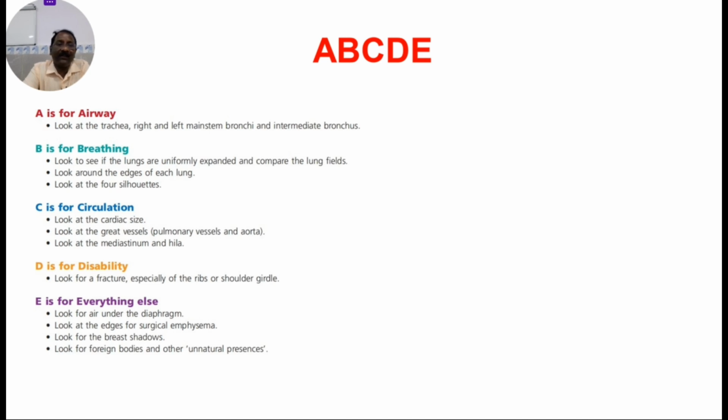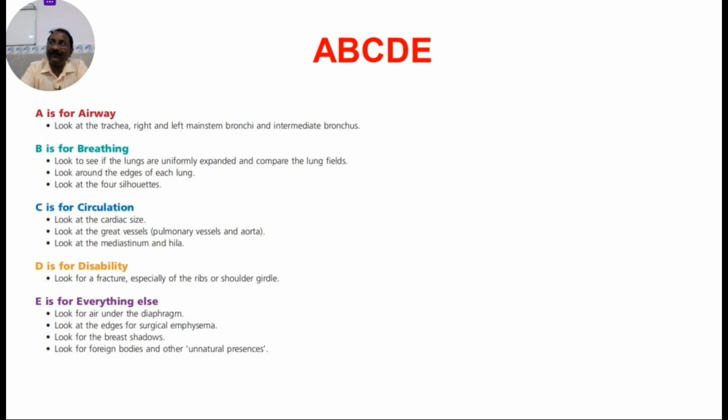Look for the cardiac size. Look at the great vessels, especially the pulmonary vessels and the aorta, for aortic aneurysms or pulmonary arterial hypertension, etc. Look at the mediastinum and the hila. Those are very commonly involved in lymphomas, sarcoidosis, etc. Or even tuberculosis.